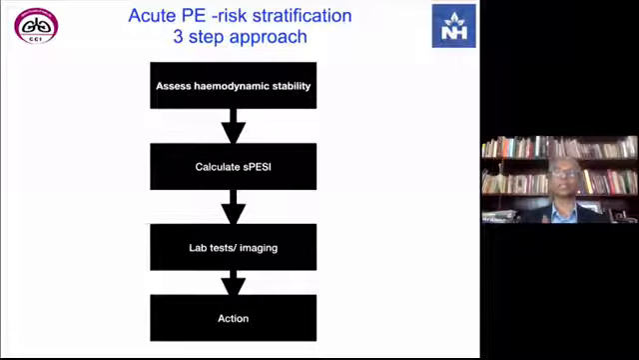So to summarize what I've said in this part so far, you first assess the hemodynamic stability using simple things like the blood pressure, pulse, and so on. You go on next to calculate the simplified PESI score, the Pulmonary Embolism Severity Index score. Anything 1 or more will tell you that it is high risk. You go on to do lab tests, which are the biomarkers, and imaging, which includes both echocardiography and CT pulmonary angiogram. And based on these, you take action.